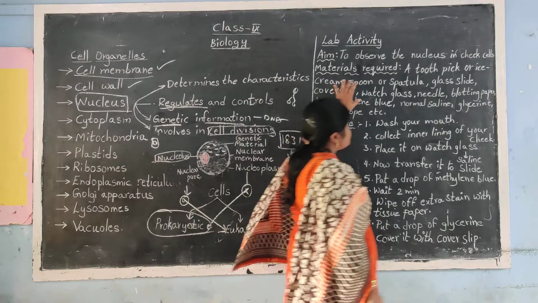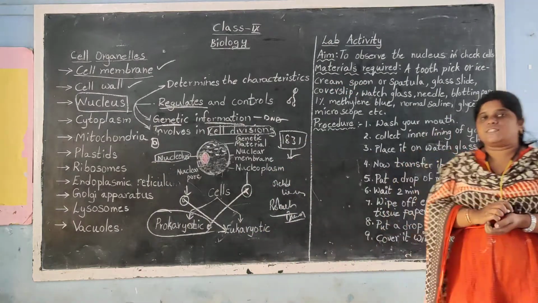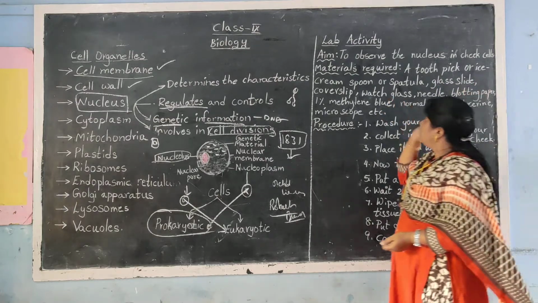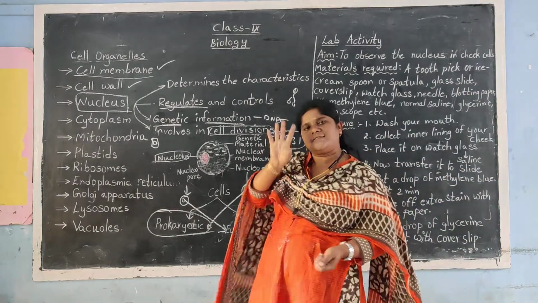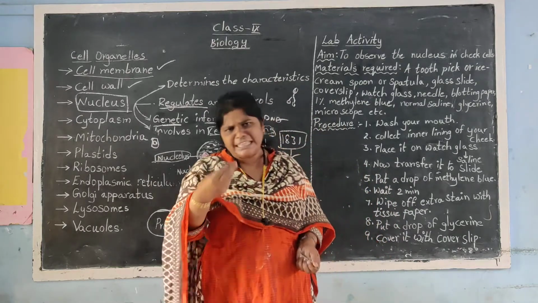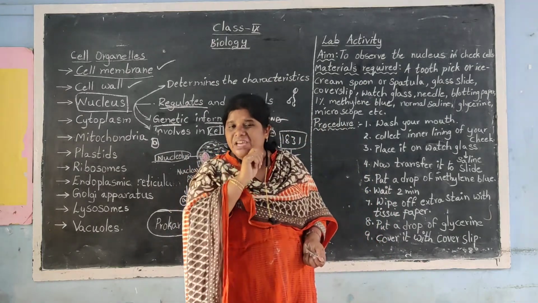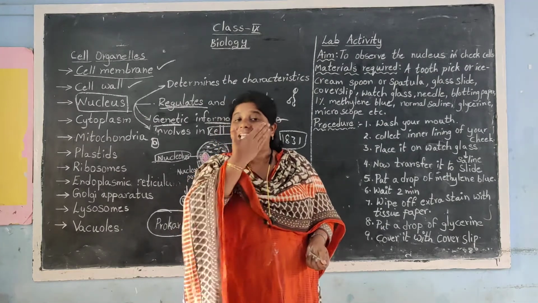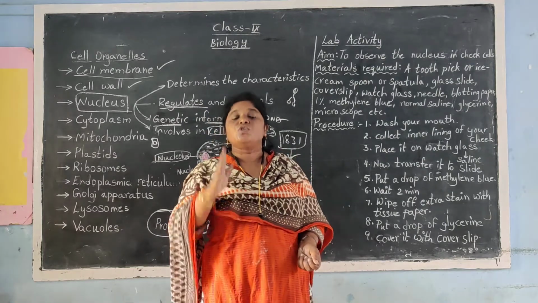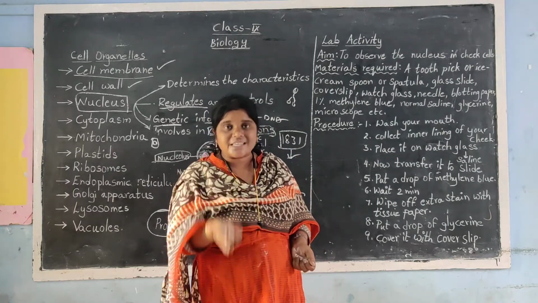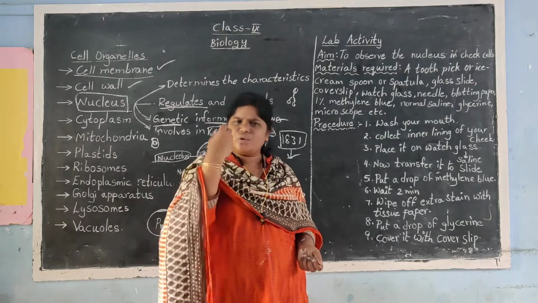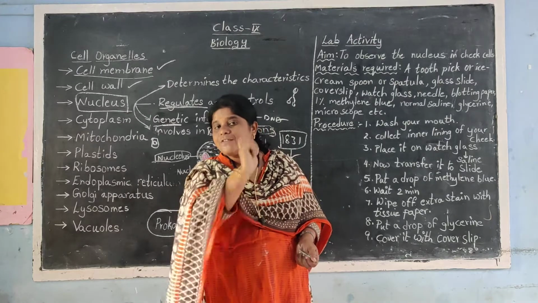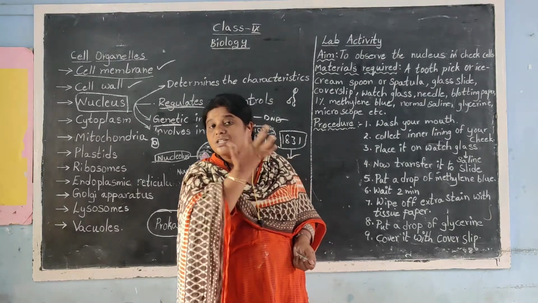Now let us start. The materials required for this experiment: first of all, we need a toothpick, an ice cream spoon, or a spatula. For your convenience, take an ice cream spoon. It should not be very hard; it should not damage the lining of your cheek. So you can take a spatula, an ice cream spoon, or a toothpick, just to collect the scraping from the inner lining of your cheek.